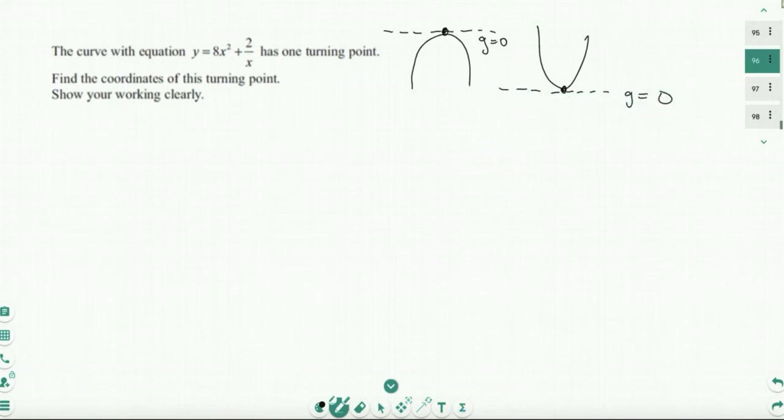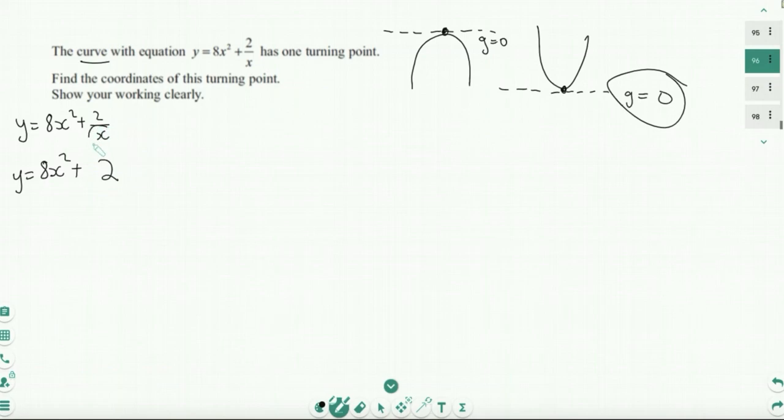So since this question is all about gradients and curves, we're going to have to differentiate, okay? So y equals 8x squared plus 2 over x. Remember, guys, in an earlier chapter, we hate differentiating with fractions. So we have to get rid of the fraction before we differentiate it. So y is equal to 8x squared plus 2. Since x is underneath, and x means x to the power of 1, to bring it back up, we'll do x to the power of negative 1. And now we can differentiate it.